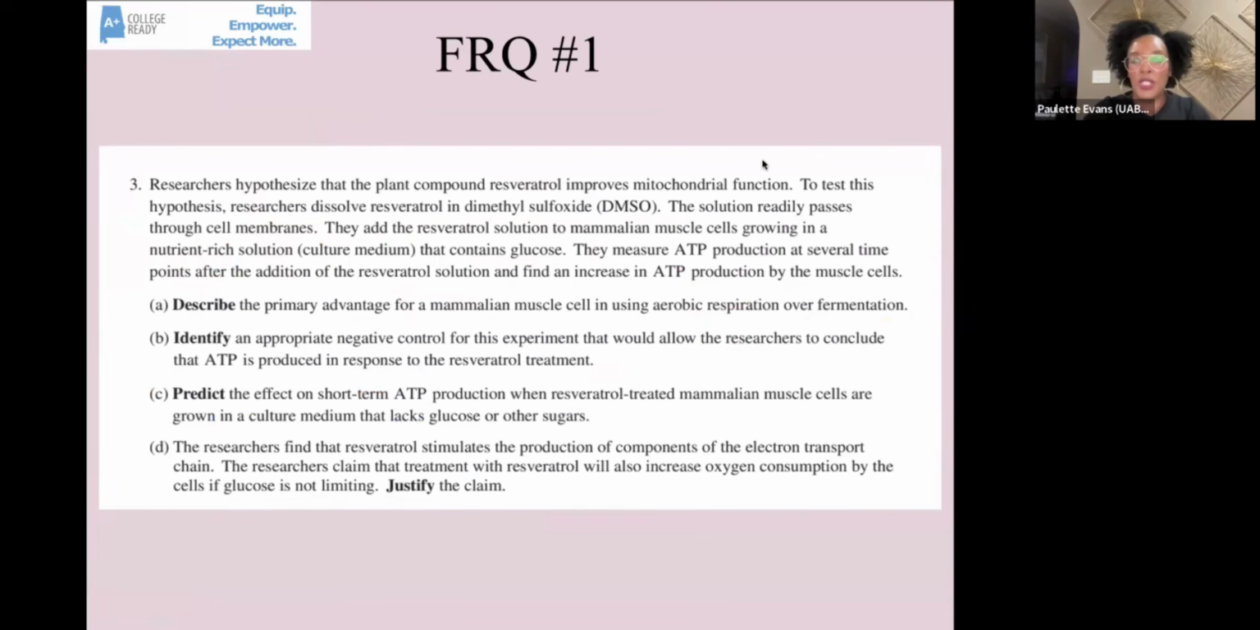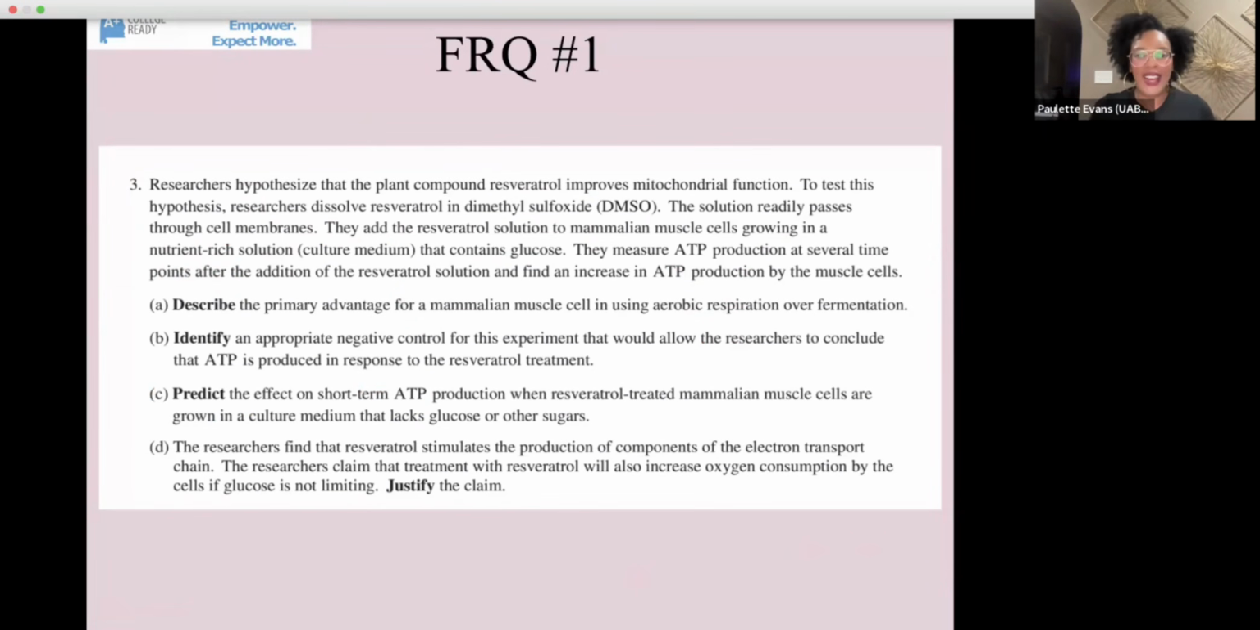All right, let's look at our first free response question. Okay, let's end by answering 2 FRQ questions.